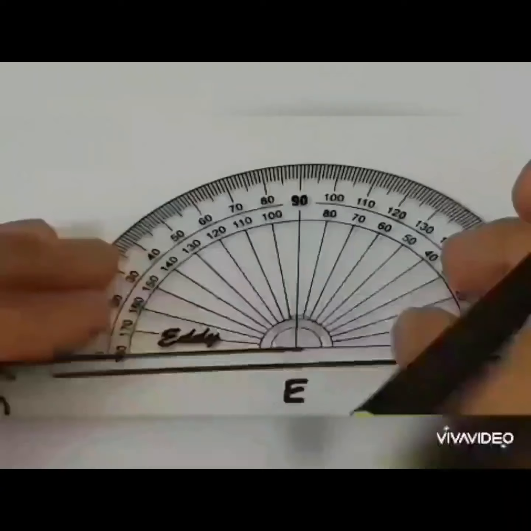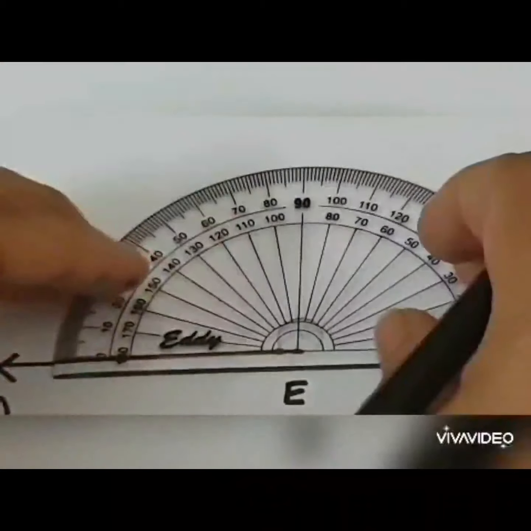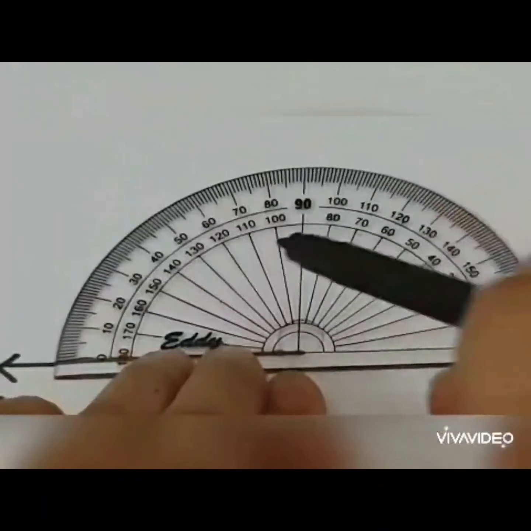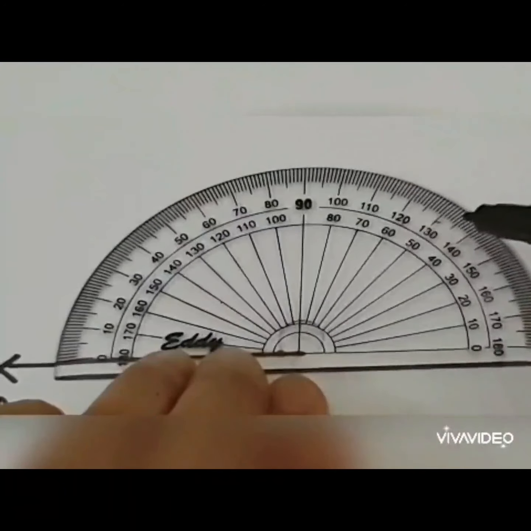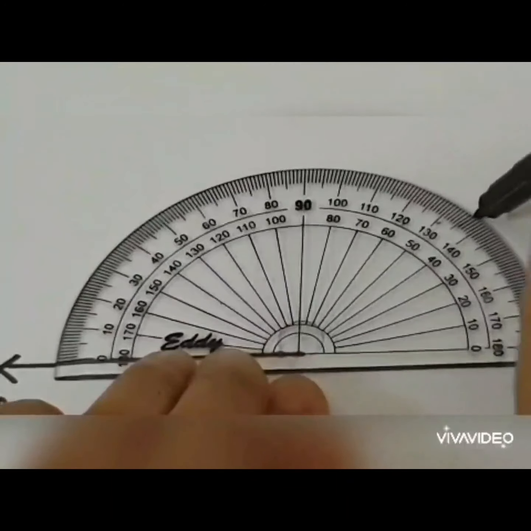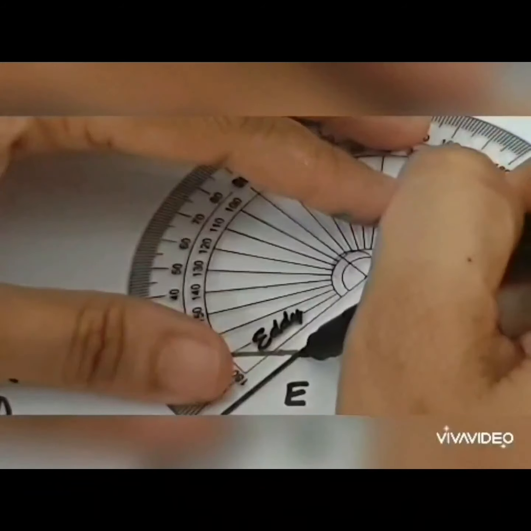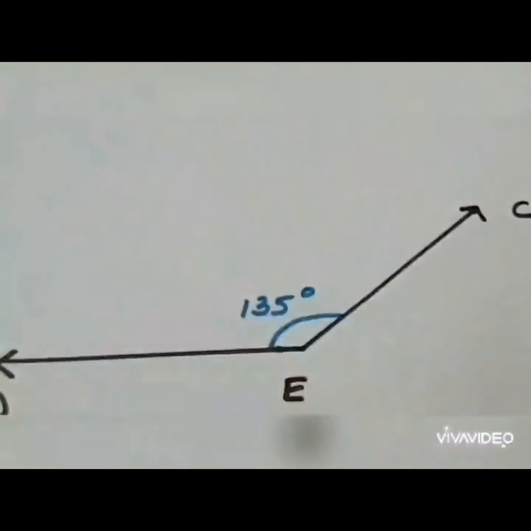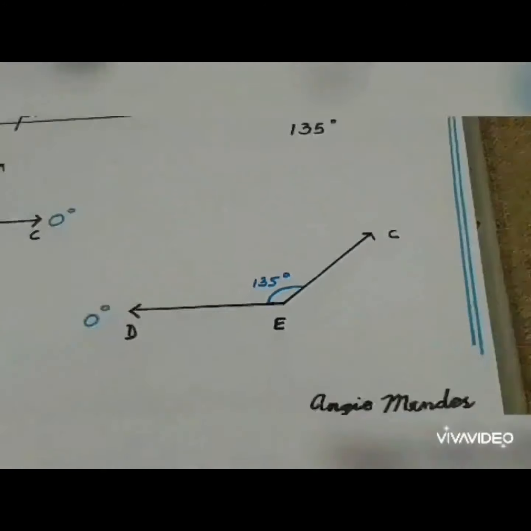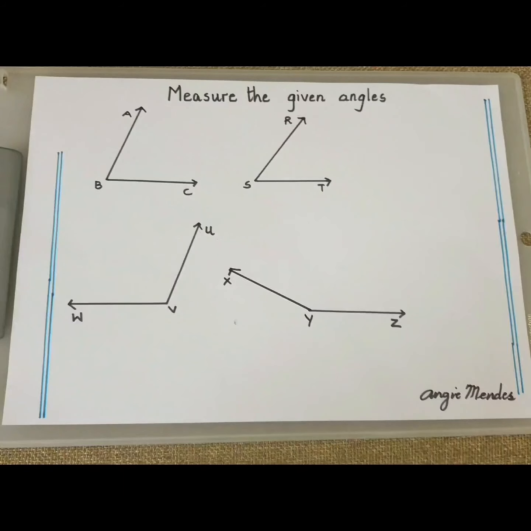To get an angle of 135 degrees, align the center of the protractor. If the ray is drawn extending towards your left, then find 0 degrees towards the left of the protractor. Follow the outer scale, locate 130 degrees. Count 5 degrees from 130 to find 135 degrees. Put a point, join the point to E, label the point as C, and here you have angle of measure 135.